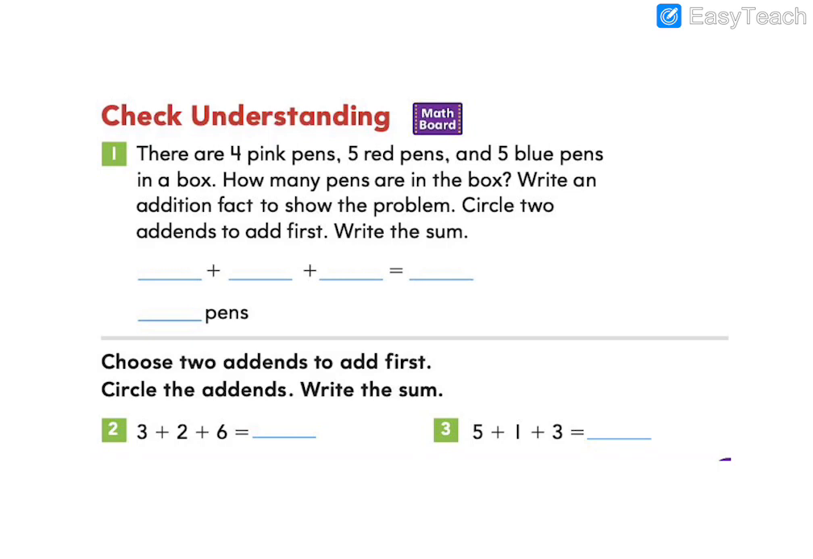Let's look at Check Understanding. For questions 2 and 3, you're going to choose the two addends to add up first, and then write the sum. Number 1 says, there are 4 pink pens, 5 red pens, and 5 blue pens in a box. How many pens are in the box? Write an addition fact to show the problem. Circle two addends to add first, and then write the sum. Go ahead and solve the Check Understanding now.